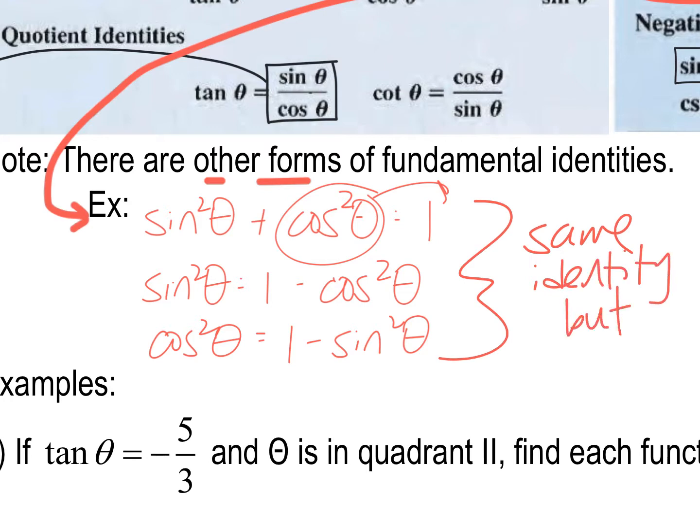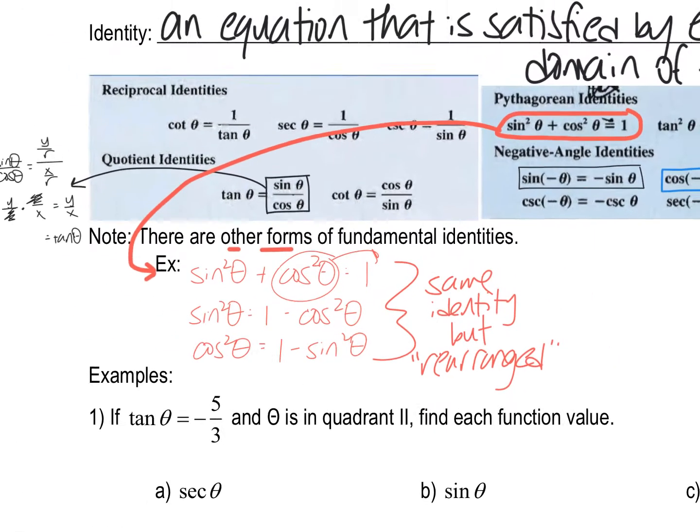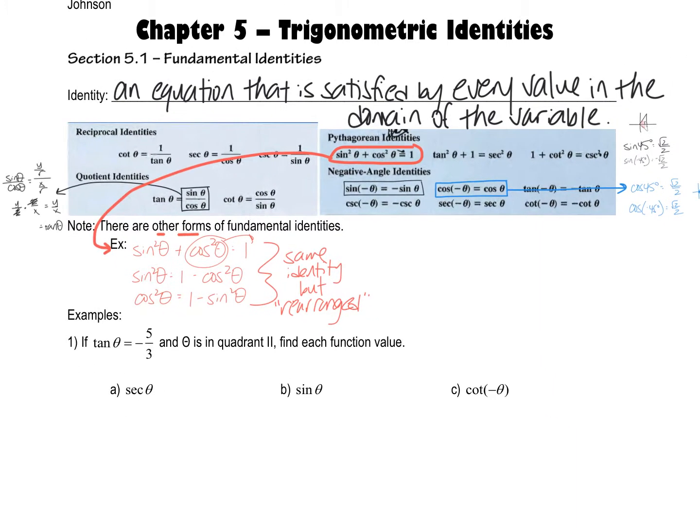but rearranged, is what I like to call it. You might have to rearrange some stuff to recognize these identities, okay? So same thing with tangent squared plus 1 equals secant squared. You could move this 1 over to the other side by subtracting it from both sides. It would still be the same identity. Same thing over here. You can move cotangent squared over to this side and just have 1 equals cosecant squared theta minus cotangent squared theta. There are manipulations of those identities that you need to just be aware of and be watching for, okay?